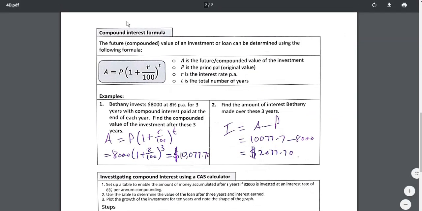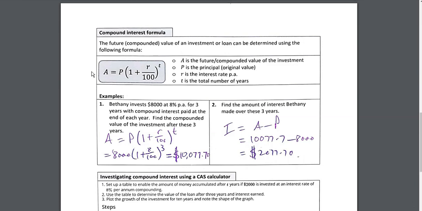Now we have a nice little formula for compound interest. It looks quite different from the formula for simple interest. But here are its components. Let me just read from the top. The future or compounded value of an investment or loan can be determined using the following formula. A equals P bracket 1 plus R over 100, right bracket, all to the power of T.